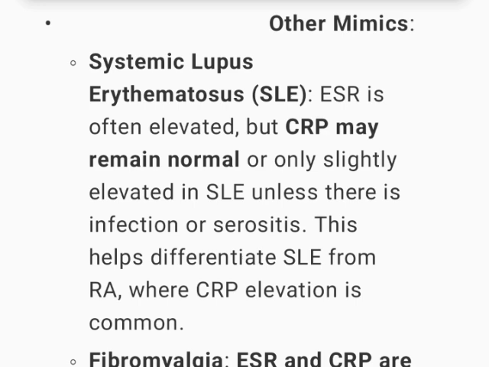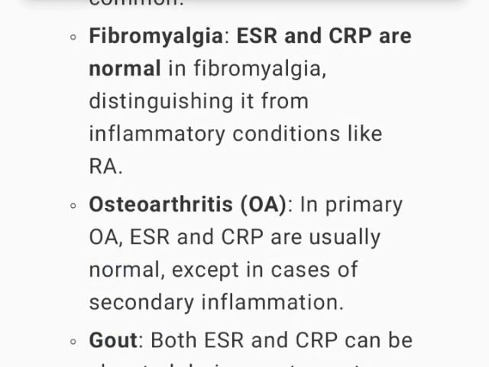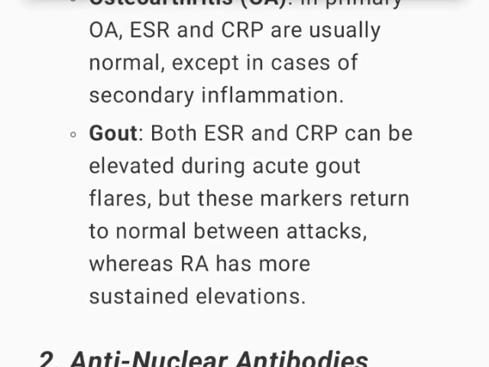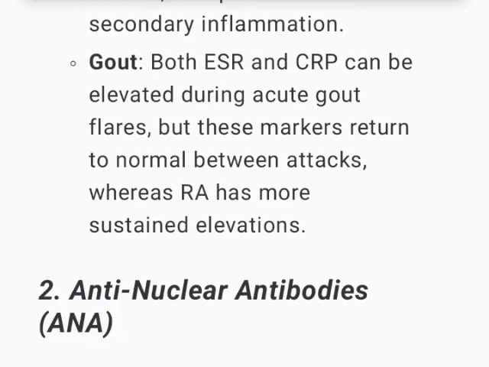This helps differentiate SLE from RA, where CRP elevation is common. Fibromyalgia. ESR and CRP are normal in fibromyalgia, distinguishing it from inflammatory conditions like RA. Osteoarthritis, OA. In primary OA, ESR and CRP are usually normal, except in cases of secondary inflammation. Gout. Both ESR and CRP can be elevated during acute gout flares, but these markers return to normal between attacks, whereas RA has more sustained elevations.